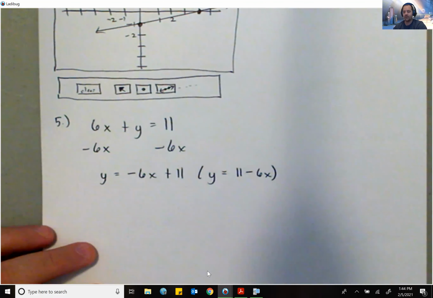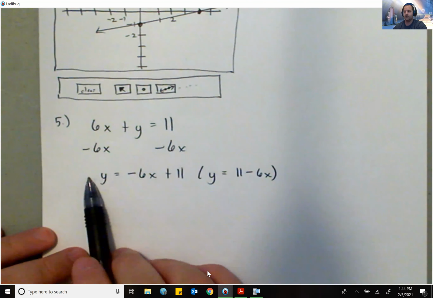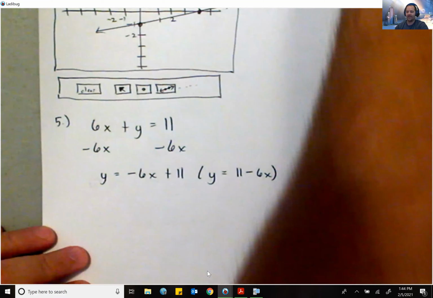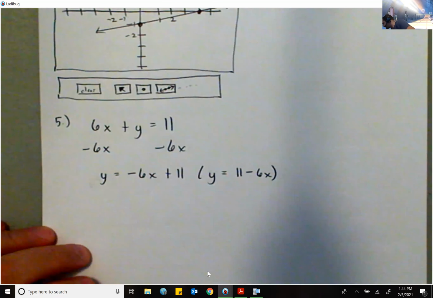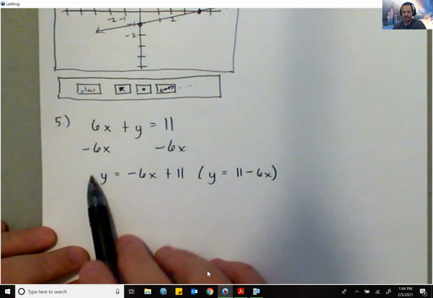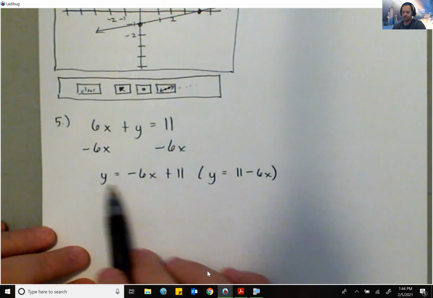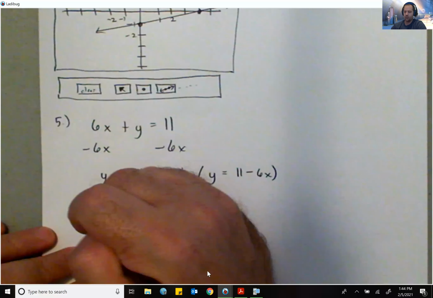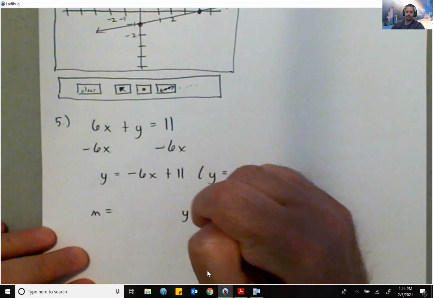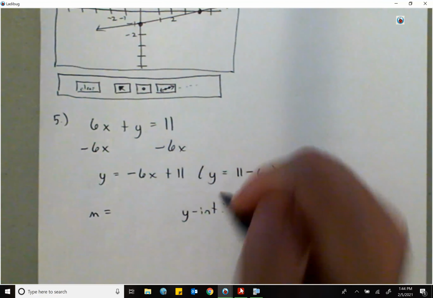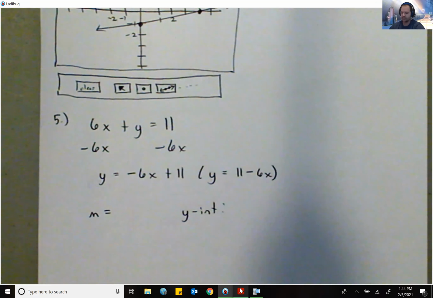And since there is no number in front of y, we don't have to worry about that division step like what we did in number 4. So now that we are in slope intercept, that's what this is. You can tell me the slope and you can tell me the y-intercept. Is the slope -6? The slope is -6.